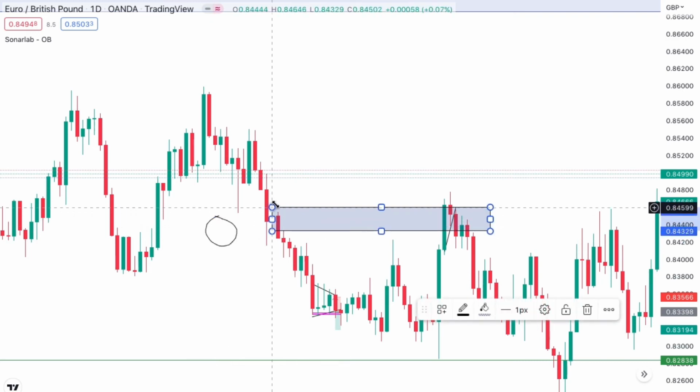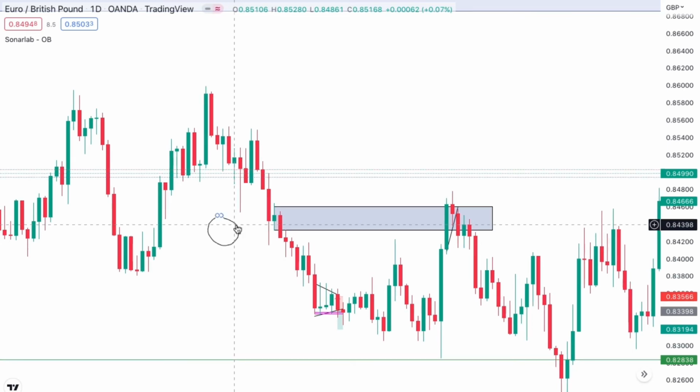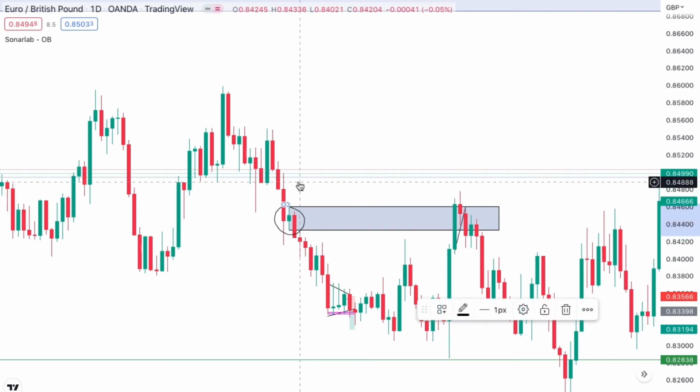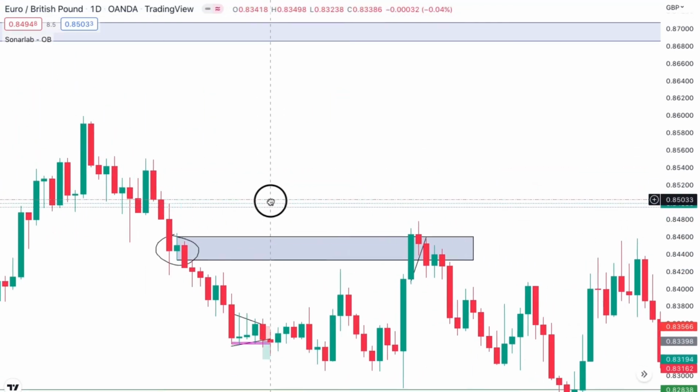As you can see, this order block right here, this green one, let me put this on it. So you see that one, guys. This is also an institutional order block.